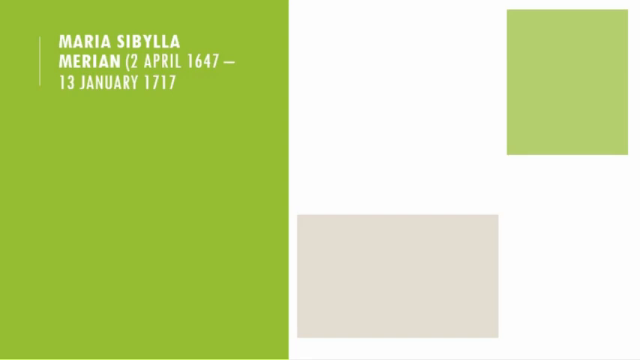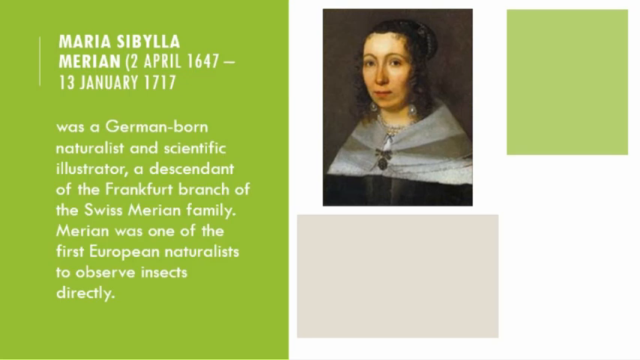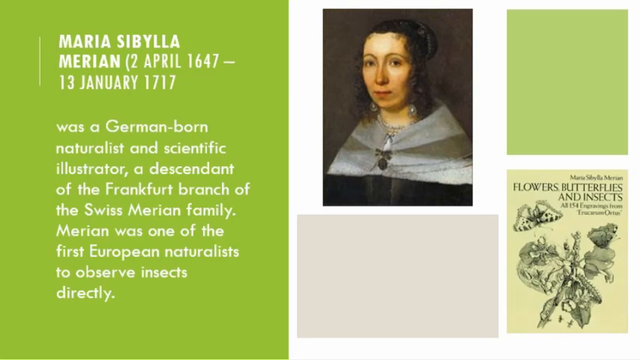Now, from 1647 to 1717, Maria Sibylla, she was also an entomologist. She wrote a book on flowers, butterflies, and insects. She was a German-born naturalist and scientific illustrator and descendant of the Frankfurt branch of the Swiss Merian family. Merian was one of the first European naturalists to observe insects directly.